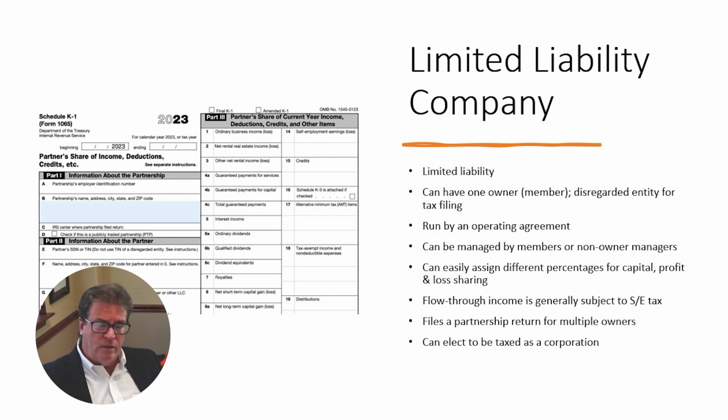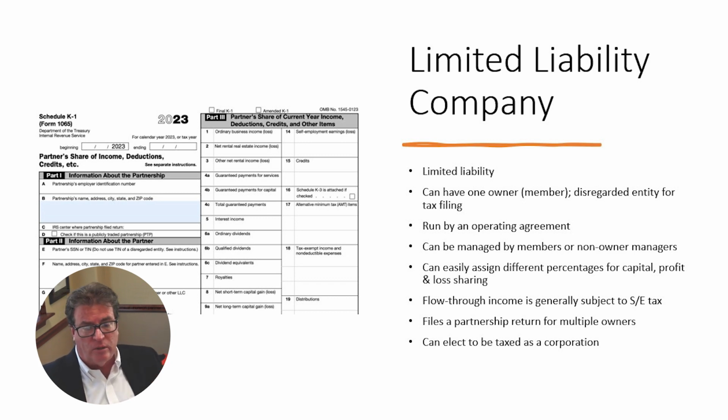Another thing that's very easy with a limited liability company is you can easily assign different percentages for capital, profit, and loss sharing. So you can have somebody put in a bunch of money and they're going to have most of the capital, and they're also going to get more of the loss sharing than somebody else who doesn't need it. And then at some point, at some trigger, you may even it out, so they're going to share profits equally. Losses go to one.